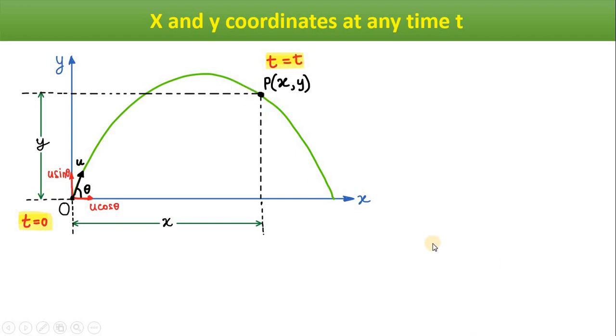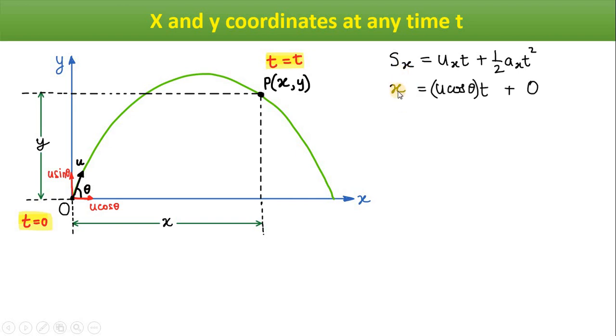Let's start now. How to find the x coordinate? Actually, we can observe from this analysis that this x coordinate is nothing but the x component of displacement of the particle. Therefore, we must use the formula for the x component of displacement, the second equation of motion: Sx is equal to uxt plus half axt square. Let us substitute the values.